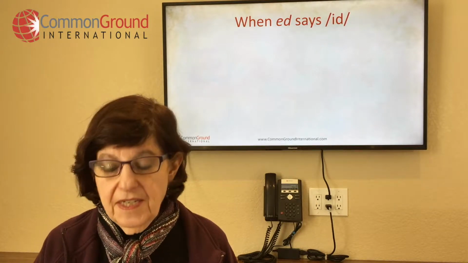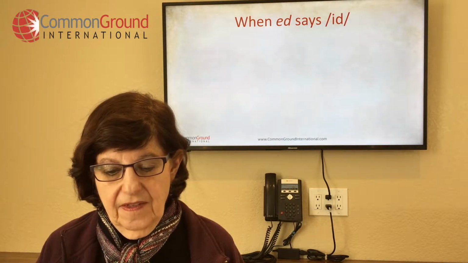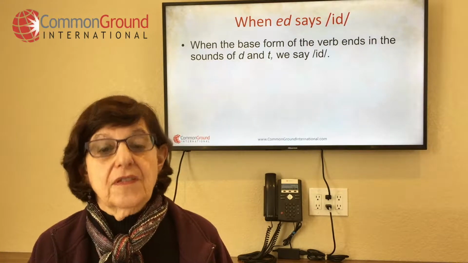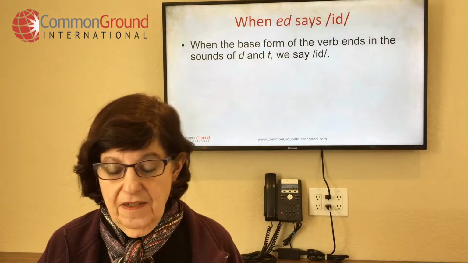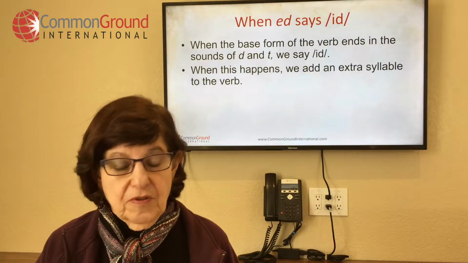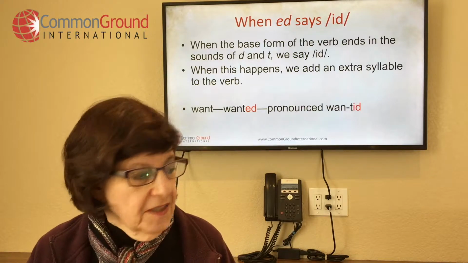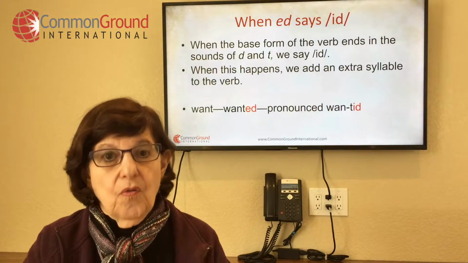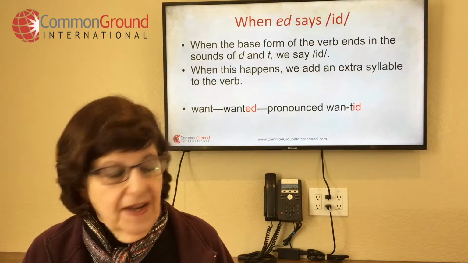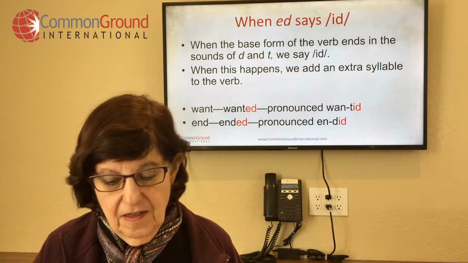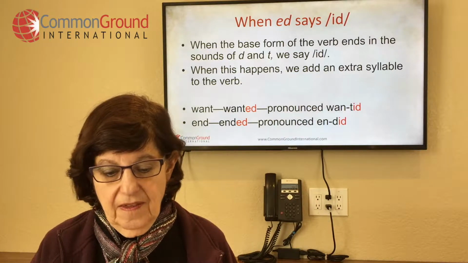Now let's talk about when ED says id. When the base form of the verb ends in the sounds of d or t, we say id. Those are the only times. When this happens, we add an extra syllable to the word, and you'll see in the example. Want, I want this. I wanted. Want has one syllable. Wanted has two. We pronounce it wanted. End, the movie ended, it's pronounced ended. A one-syllable word becomes a two-syllable word in the past.